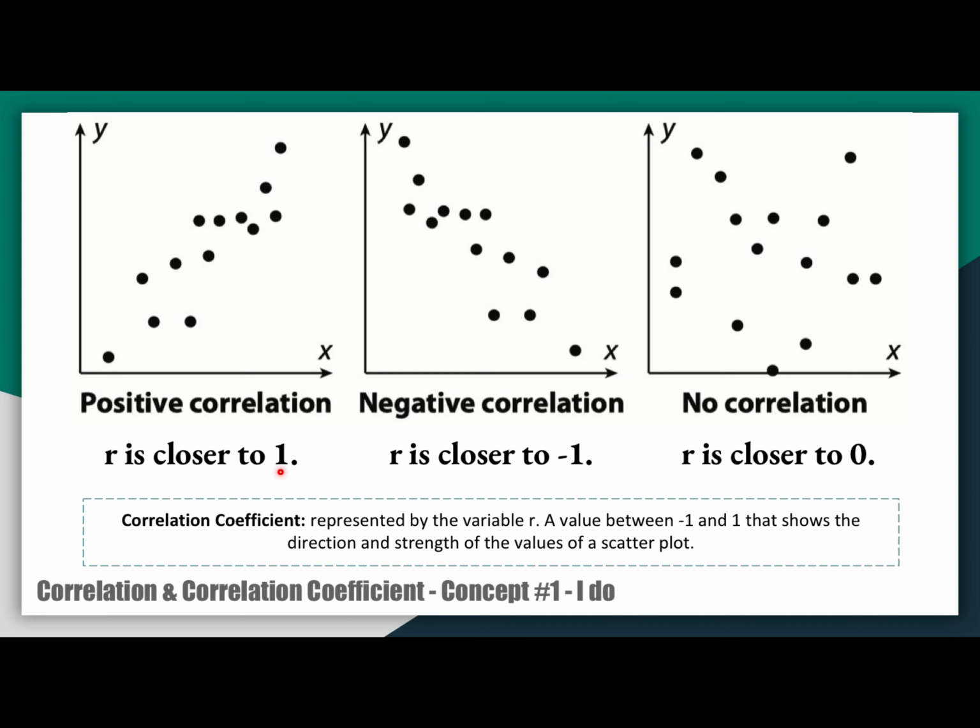Now, being at 1 would be like a straight line. Being at -1 would be a straight line negatively, okay? So that's why we're saying it's closer, okay? This one on the left here, I would probably say that's like a 0.75 R value. And I would say this one's probably a negative 0.75 R value.